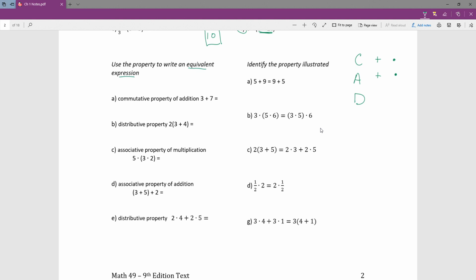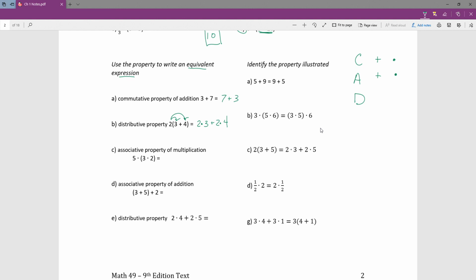So that is demonstrating our understanding of each of them. This one says the commutative property of addition. If we were to demonstrate our understanding, it would be 7 plus 3. This one says demonstrate the distributive property. Don't simplify it, don't solve it, just demonstrate the property. So that would be 2 times 3 plus 2 times 4. Demonstrating our understanding, not simplifying.